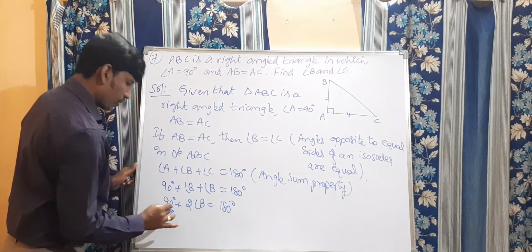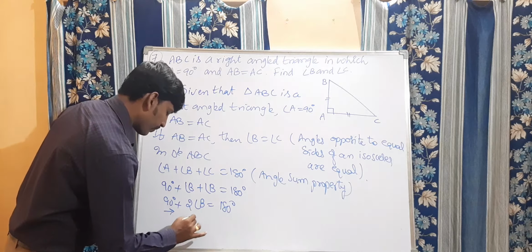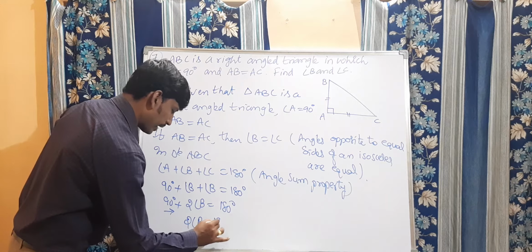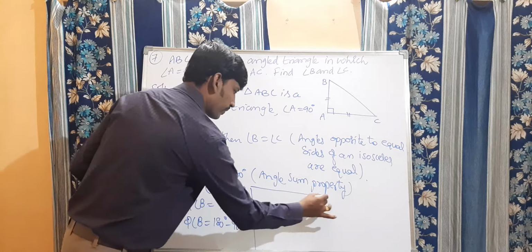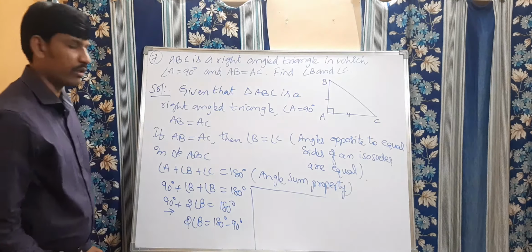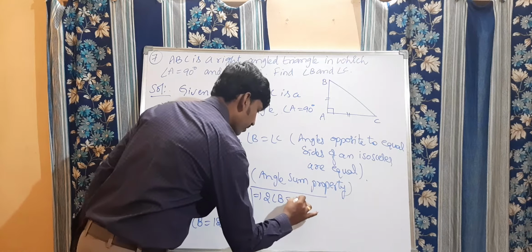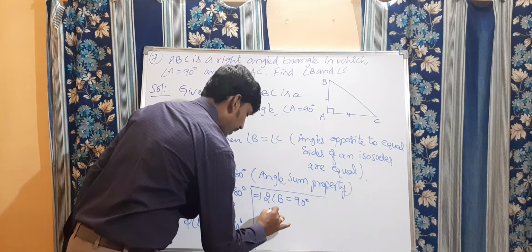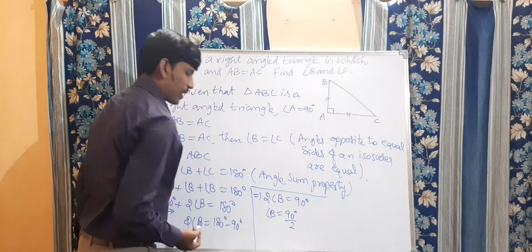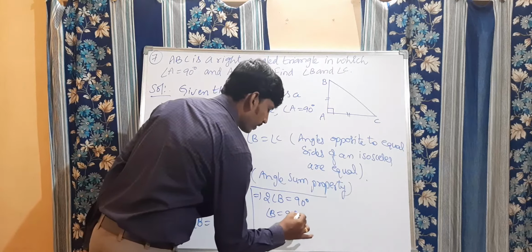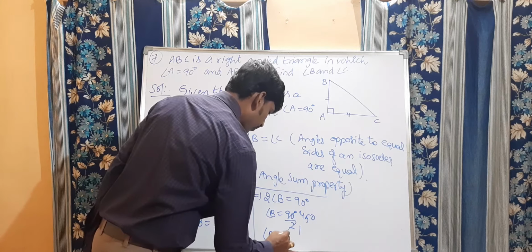Then transpose to the right hand side, you will get 2 times angle B is equal to 180 minus 90. What is 180 minus 90? 180 minus 90 will become 90. Which implies 2 times angle B is equal to 90 degrees. Then angle B is equal to 90 divided by 2. By transposing to the right hand side, it will become division. So 45 degrees. Clear? So we got angle B is equal to 45 degrees.